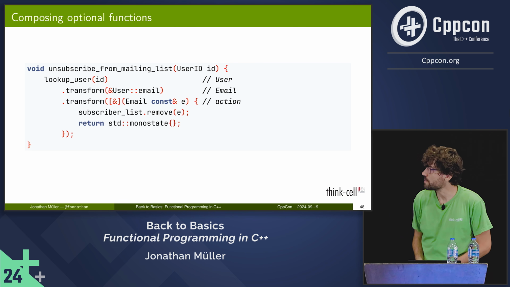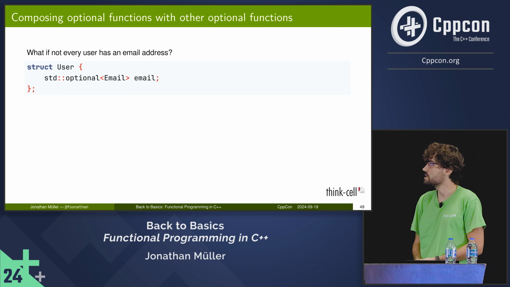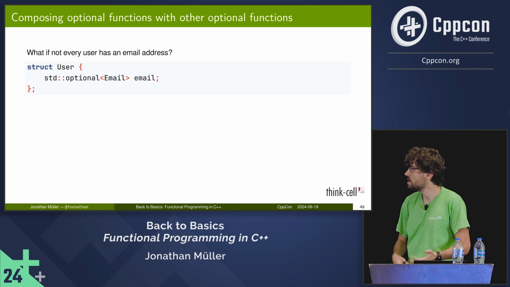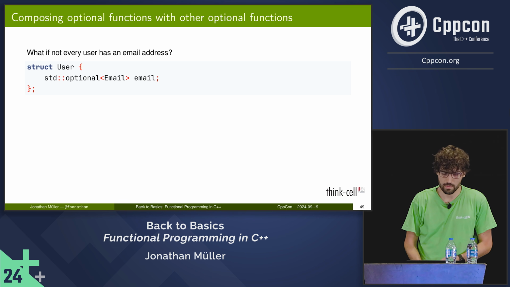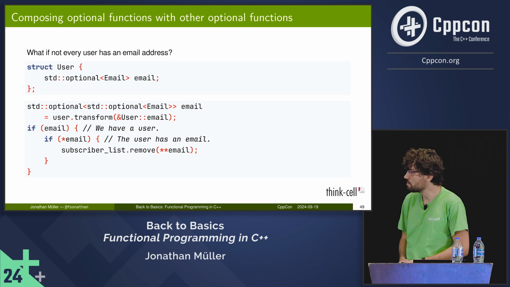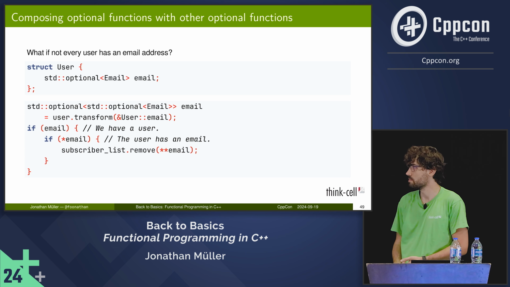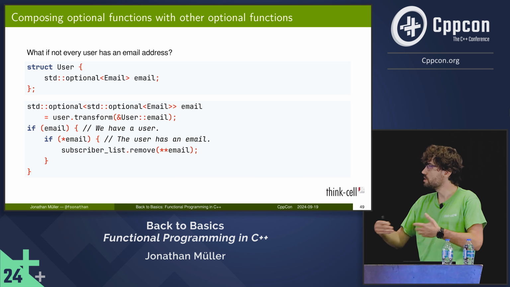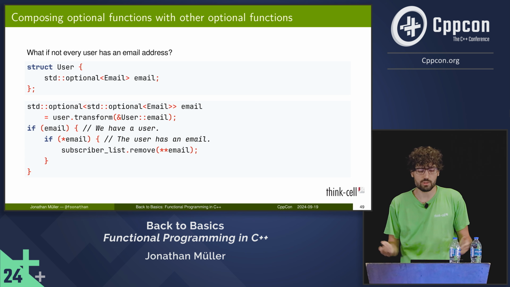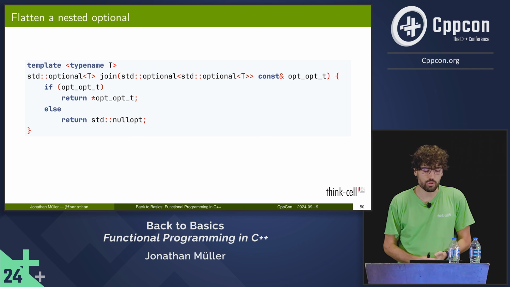Now this pattern is really useful if, for example, users might not necessarily have emails. Right? So now we might not necessarily have a user, and we also might not have an email. Right? And then we would need two if statements. One to check whether we have a user, and then one to check whether that user has an email, and only then do we do the thing. Right? And dealing with optionals is incredibly annoying, but we could imagine writing a function that flattens them. Right? And just like the one for flattening ranges, let's call this join.